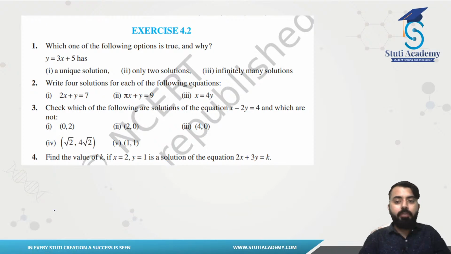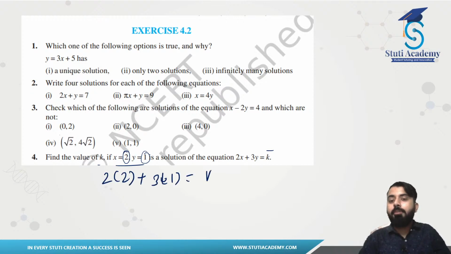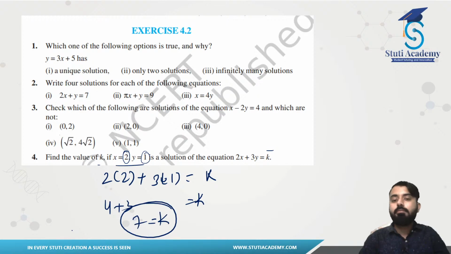Now in the fourth part we have: find the value of k if this is a solution. If that is a solution, then after putting the values of x and y, the answer you will be getting will be the same as your k. So 2 into 2 plus 3 into 1 will be equal to k. So k will be 4 plus 3, k will be 7. Right? Easy. You have been given that it was a solution, so it was quite easy. I hope you guys understand this and you don't have any doubt in this, right?